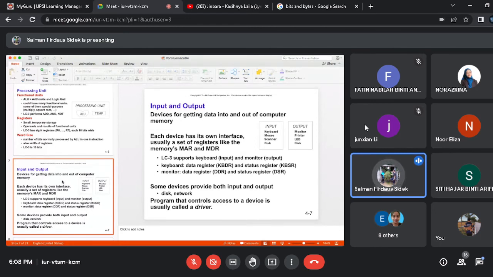And do realize that some of the devices or peripherals can be classified as both input and output. The examples are disk, network, or USB. Maybe USB, just now we talked about USB. The flash memory. So hard disk, network, and flash memory can be defined as input or output based on their usage at that particular time.